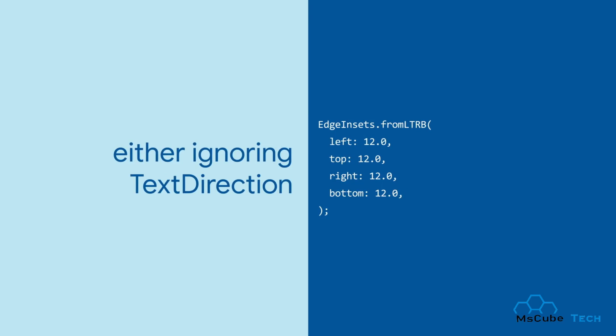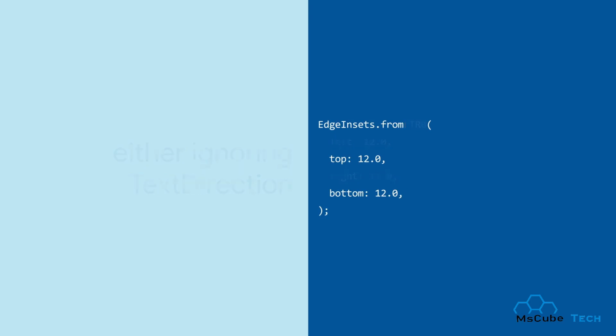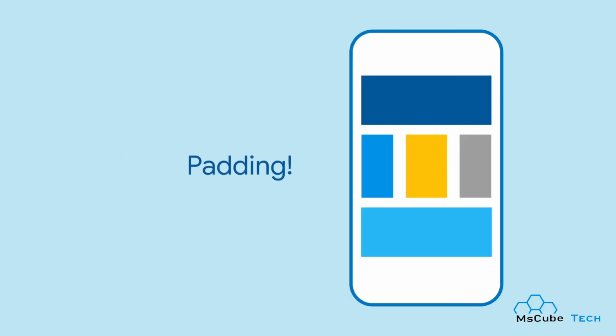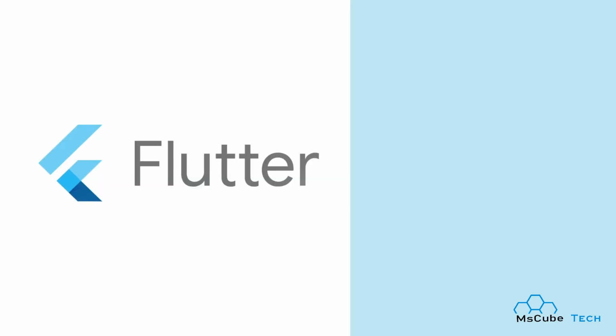EdgeInsets specifies the space along the cardinal directions, left, top, right, and bottom, and ignores the current text direction of the app. EdgeInsetsDirectional, on the other hand, gives the space in terms of the start and end. And that's it. Your widgets can now have the appropriate amount of distance between them, no matter how social they might be.